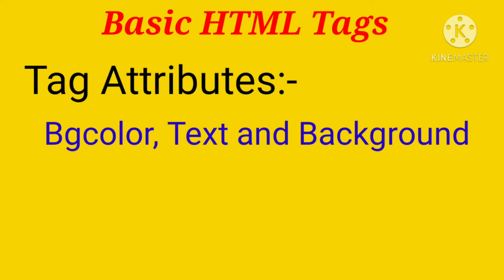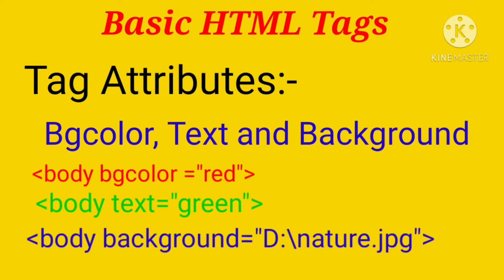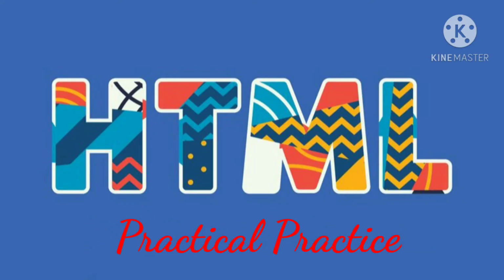Text can have attributes. Attributes are special keywords used inside the tag to provide additional information. A tag tells the browser to do something, while the attribute tells the browser how to do it. Some important attributes of the body tag are bgcolor, text, background. Till now we have learned what the basic HTML tags are. Now we will learn how to use these tags practically in our HTML programs.